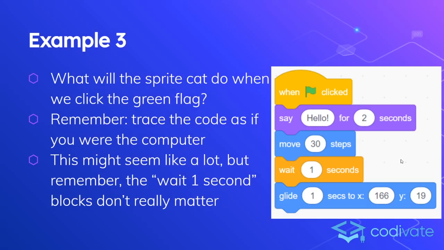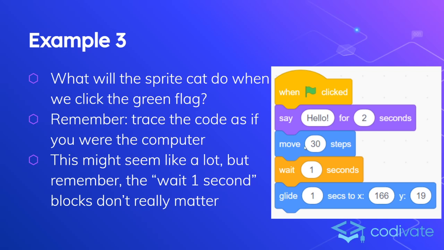Next one. This one has a look block, say hello. This one's slightly more complicated, mainly because of that last block. Try it for yourself. Again, take away the orange blocks, they don't really matter here. It's just say hello, move 30 steps, and then glide. And we know what each of those do by themselves. Say hello literally just says hello. It's self-explanatory. It just puts a speech bubble on the cat. That's all it does.